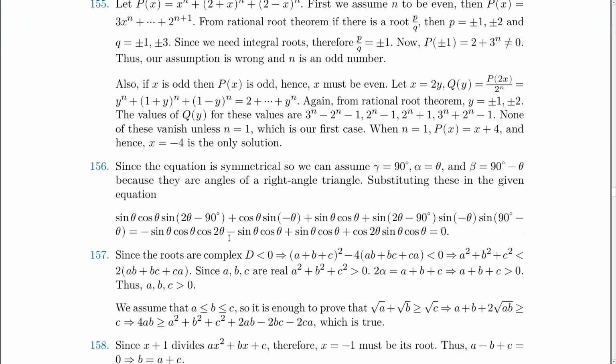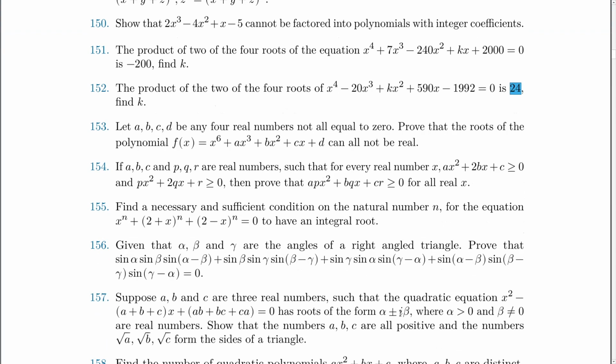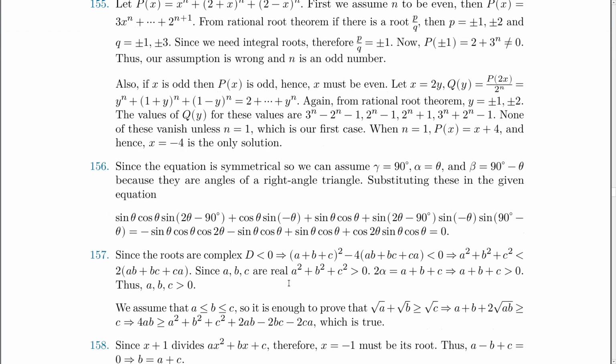So because the roots are complex, it is of the form alpha plus i beta, where i is the imaginary number, square root of minus 1. So since these are complex, the discriminant must be less than 0. So (A plus B plus C) whole square minus 4 times (AB plus BC plus CA) should be less than 0. That is A square plus B square plus C square less than or equal to 2 into (AB plus BC plus CA). Now since A, B, C are real, A square plus B square plus C square must be greater than 0.